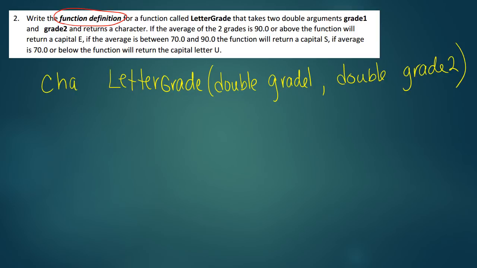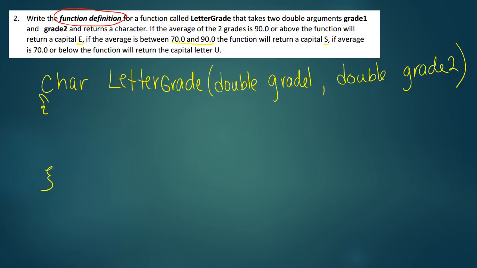So I recognize that this is a function definition, so it's going to be a block of code, and it takes two arguments. One is a double called grade 1, and the second one is a double called grade 2. It's going to calculate the average of grade 1 and grade 2, and if the average is greater than or equal to 90, it will return an E, and if it's between 70 and 90, it will return an S, and if it's below 70, it will return a U.